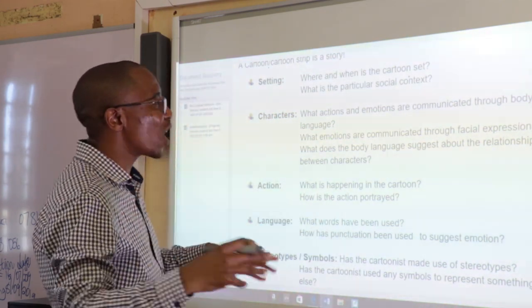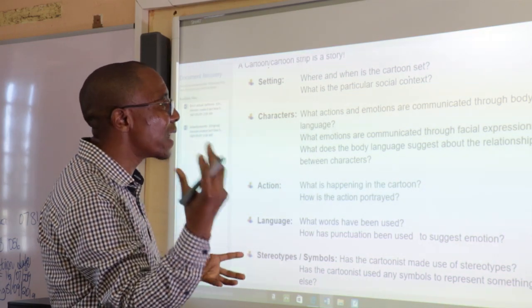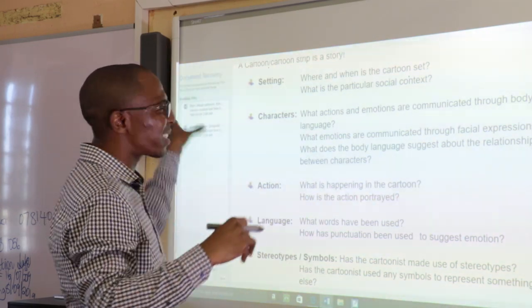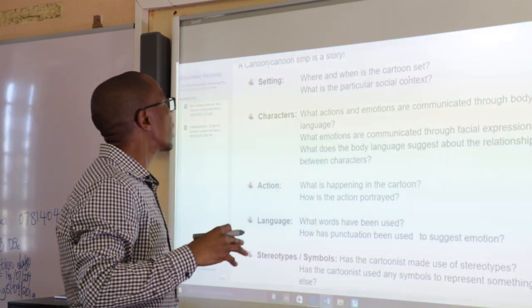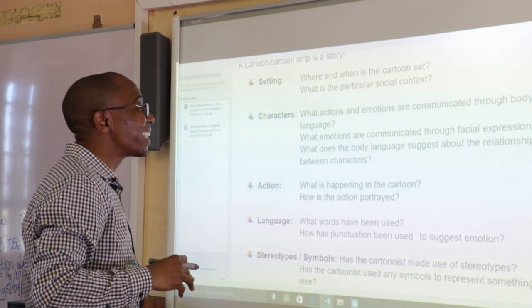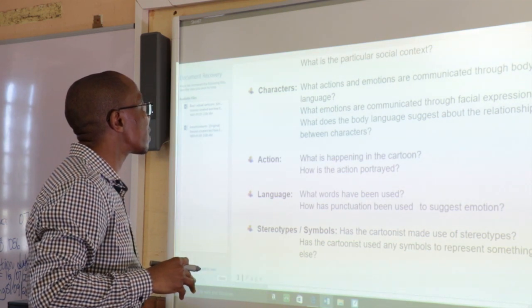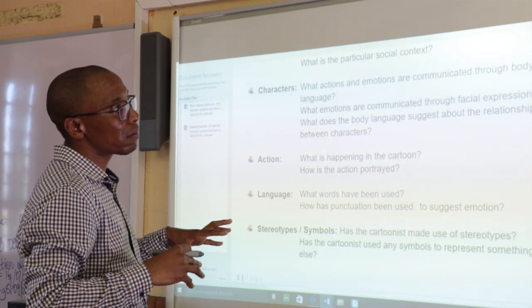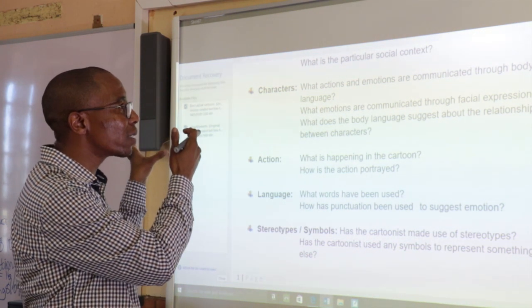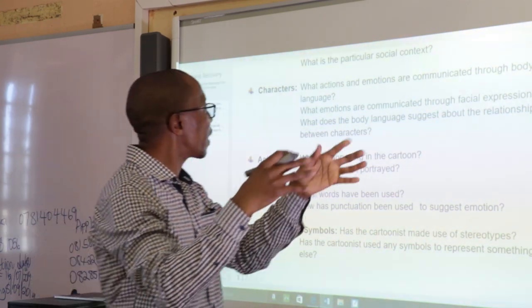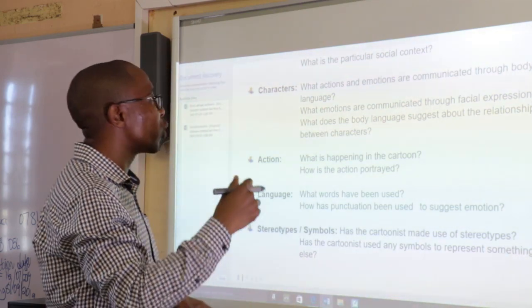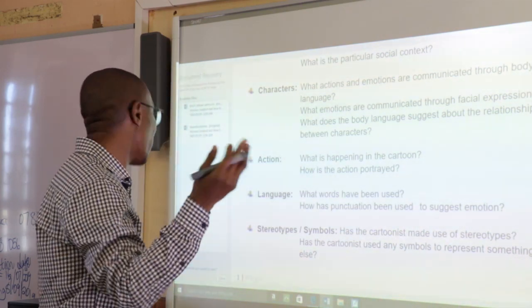Is it during the day or is it night? If the lamp is lit, then okay, it's at night. That is the setting. It's important. The cartoonists put those important details there because they are important. Then the characters. So sometimes they'll be told, note, the lady is Julia and the boy is Julia's son, Conrad, whatever.